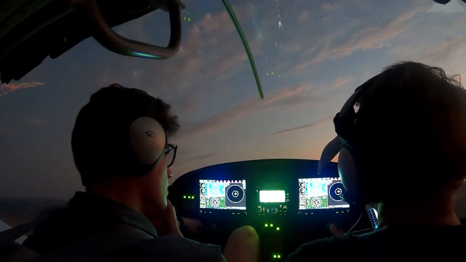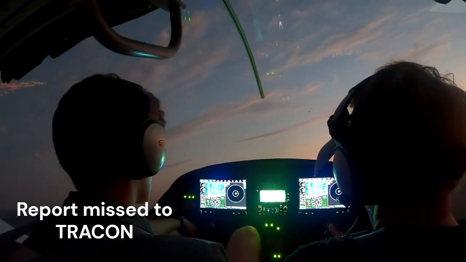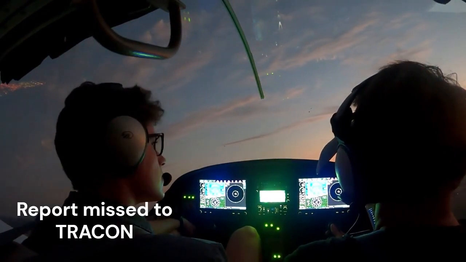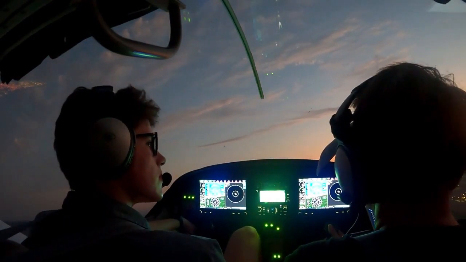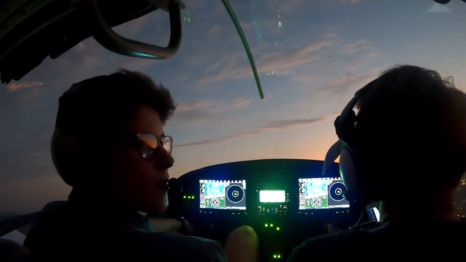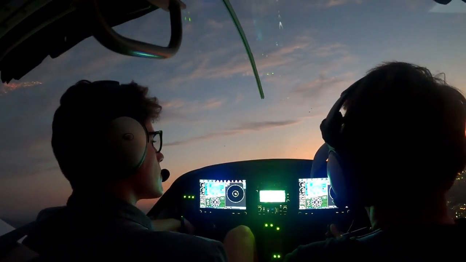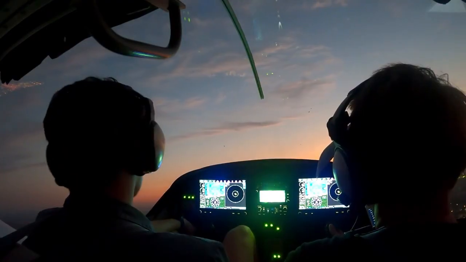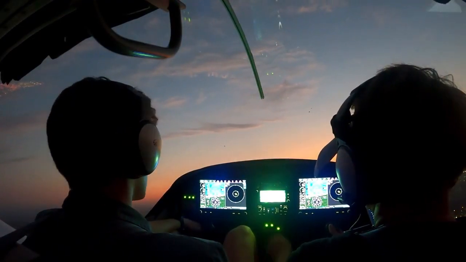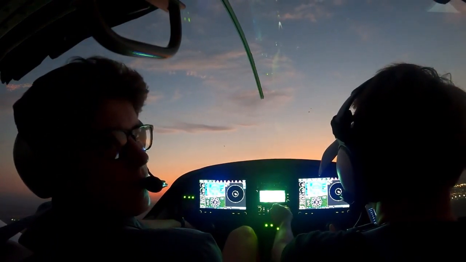Portland approach, 726 Foxtrot Alpha, going missed at McMinnville. 726 Foxtrot Alpha, departure, ident, and stay next request. Traffic, 2 o'clock, low. 726 Foxtrot Alpha, we'd like to request 31 left, RNAV at Hillsboro. 726 Foxtrot Alpha, roger, climb and maintain 4,000, expect vectors. 4,000, expect vectors, 726 Foxtrot Alpha.